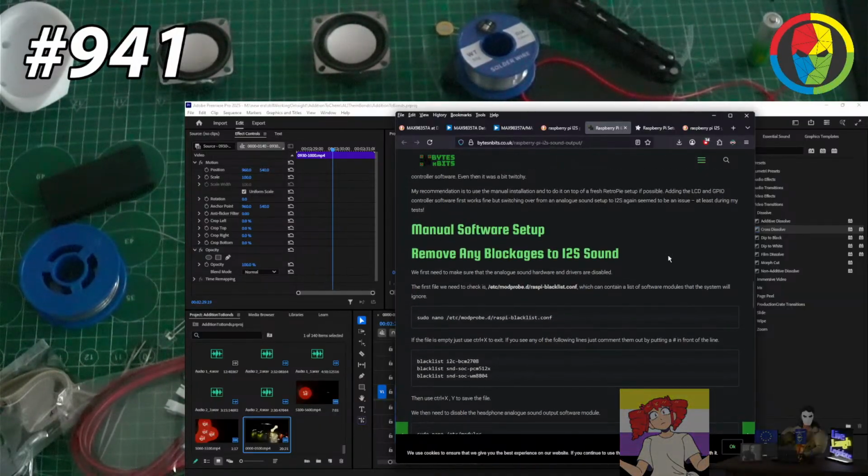So we need to make sure they unlock sound. How the drivers are disabled. Wait a second. Yeah, so I was correct. That's good. From the Raspberry blacklist config. So we have the config.